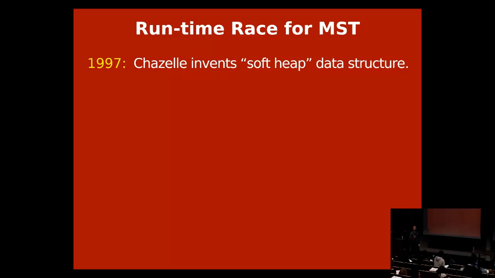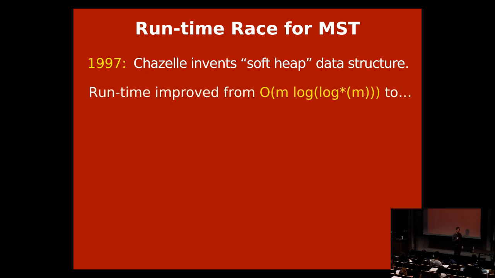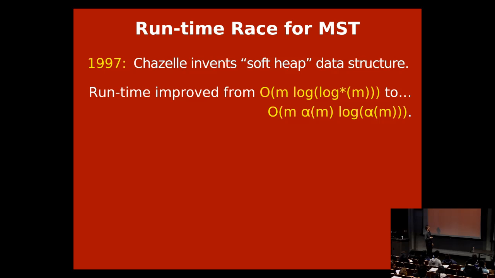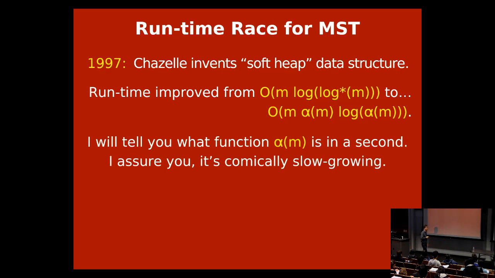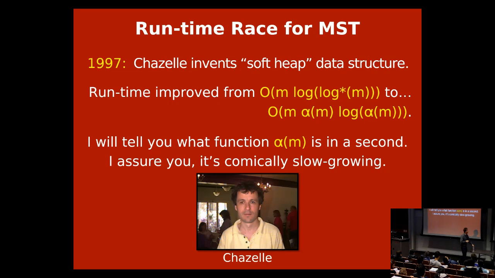Okay, now flash forward another like 10 years. A very famous computer scientist, Chazelle, invented a new data structure called soft heap. And he improved the running time from m log star m to m times alpha of m times log of alpha of m. So basically m times alpha of m. Okay, there's this little additional log alpha m factor, but basically m times alpha of m. I'll tell you what alpha of m is in a second, but I assure you it's some comically slow-growing function, even slower, like smaller than log star. Well, that's Bernard Chazelle right there.